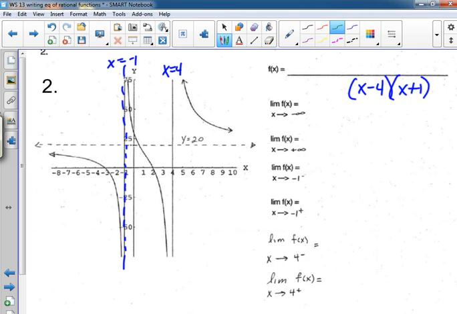Now, anybody want to help me fill some of these in? What do you got? Far left, it's... Yes. Do you see that, guys? On the far left, it gets closer and closer to that asymptote. On the far right? Okay. -1 coming from the left. Okay? That's this. As I get closer to -1, coming from the left, as I get close to -1, it's going down.